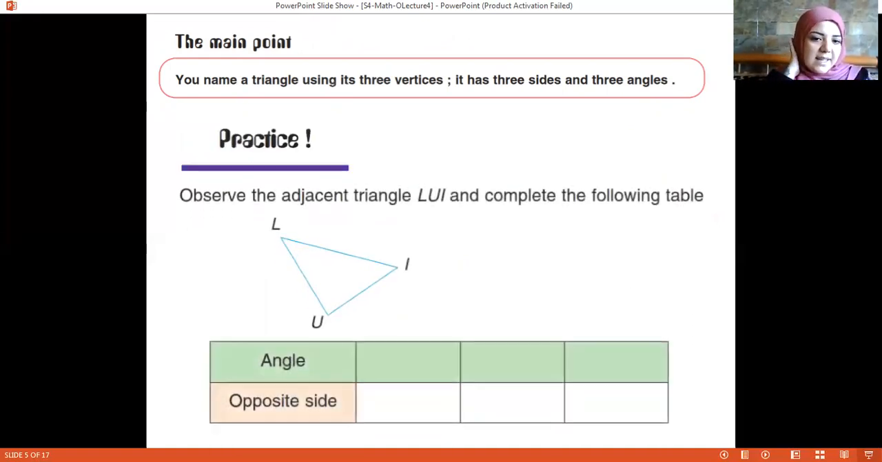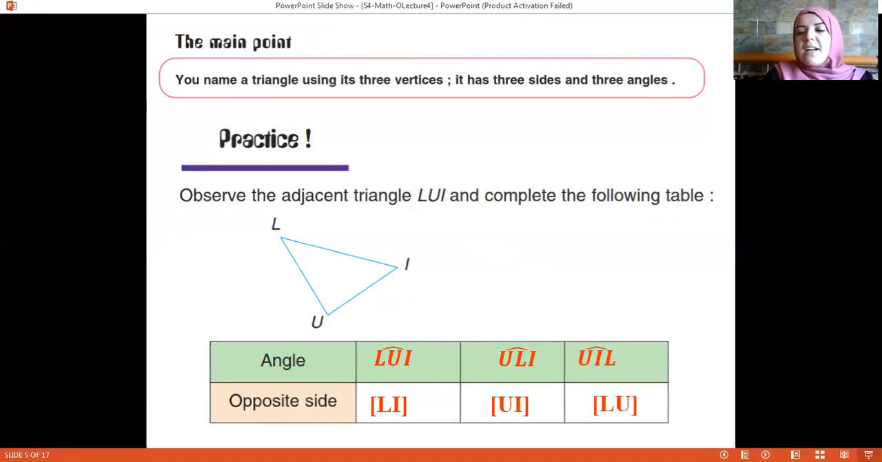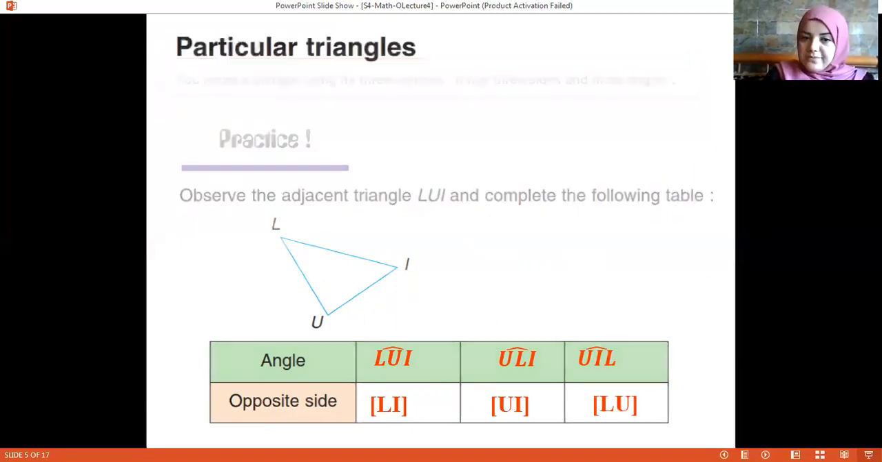Let us practice this exercise. We have a triangle LUI: vertex L, vertex U, vertex I. Let us write the angles in this triangle and put their opposite sides. The first angle is LUI and the opposite side is LI. The second angle is ULI and the opposite side is UI. The third angle is UIL and the opposite side is LU.